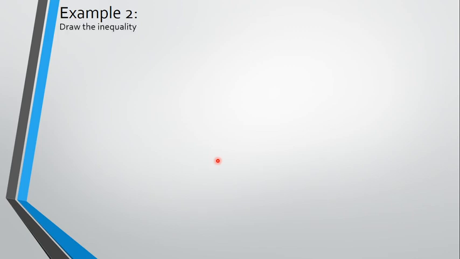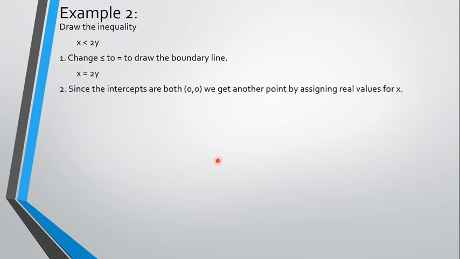Now, let's try example 2. Draw the inequality x is less than 2y. So first again, we must change our sign to an equal sign. Now, next, this is now x is equal to 2y. Since the intercepts are both 0, 0, we get another point by assigning real values for x. So, class, if you're going to find the x-intercept and y-intercept here, it will result in 0, 0.